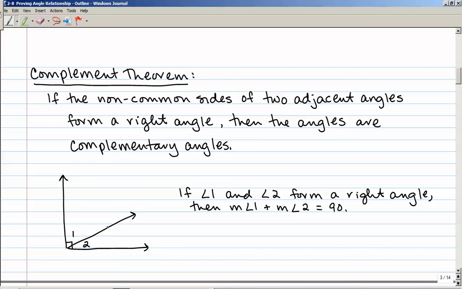So if angle 1 and angle 2 form a right angle, then the measure of angle 1 plus the measure of angle 2 equals 90, which is the definition of complementary angles. If two angles form a right angle, then they are complementary.